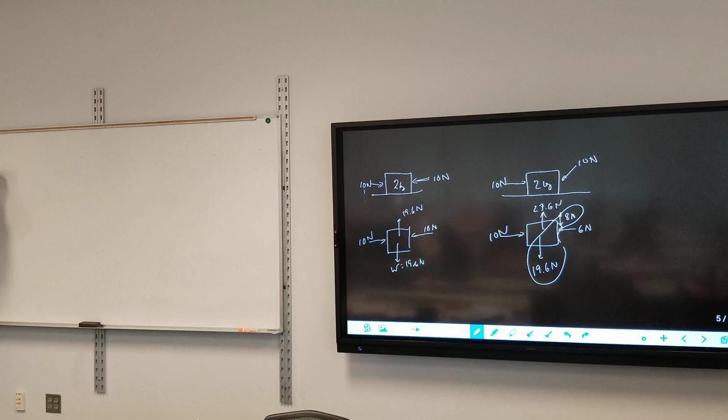F stands for friction. T stands for tension. O stands for other. I needed a vowel, and we do some simplifying in some cases. We'll get there. W stands for weight, or in general, gravitational force. And N stands for normal force. As those are nouns, normal is an adjective, normal force.